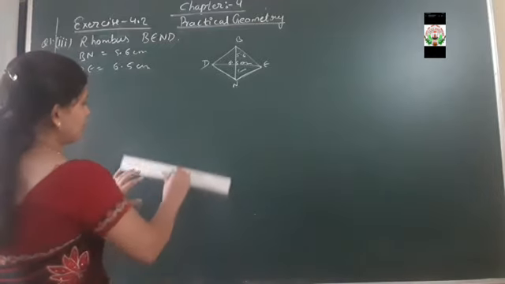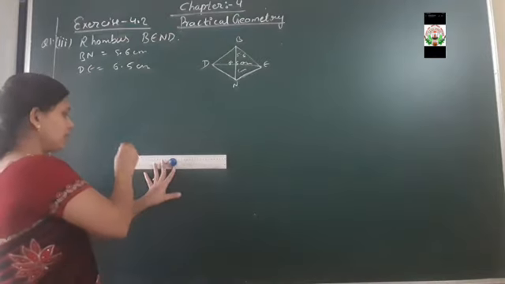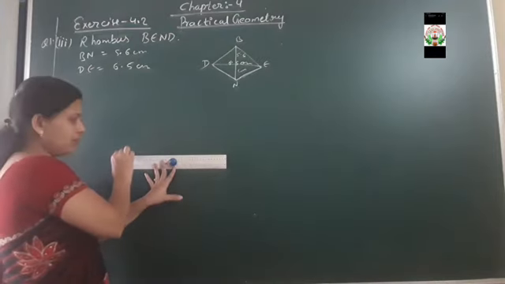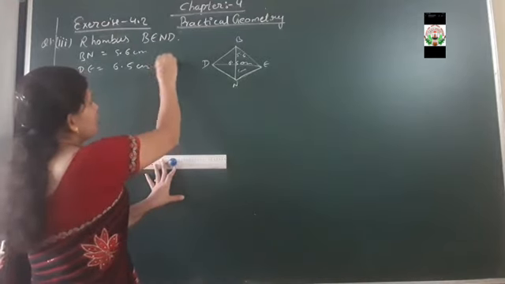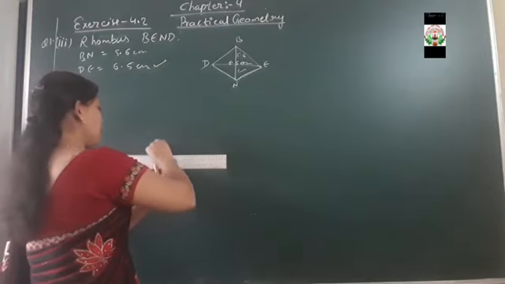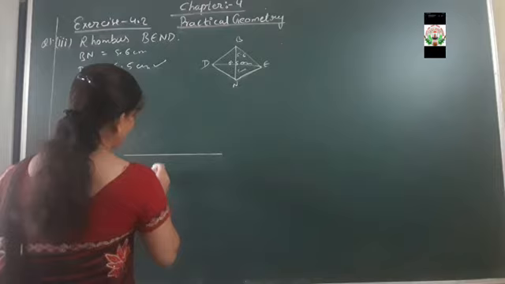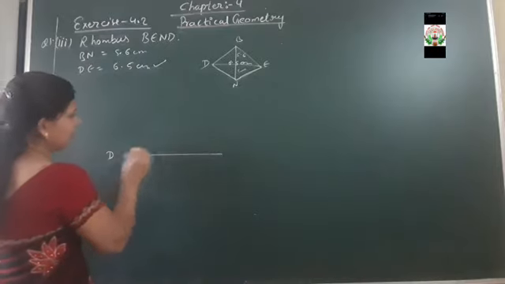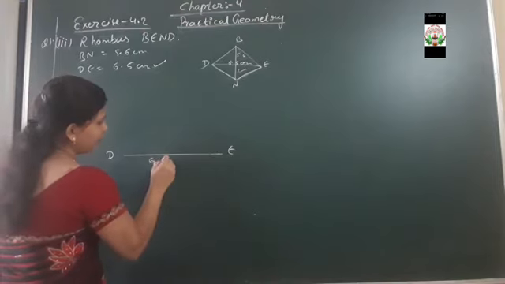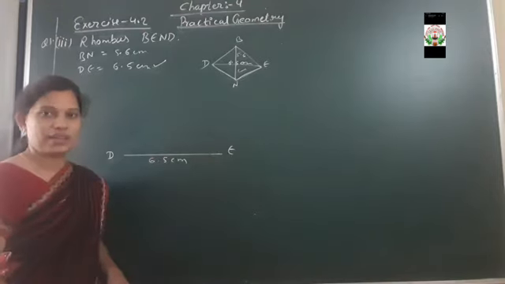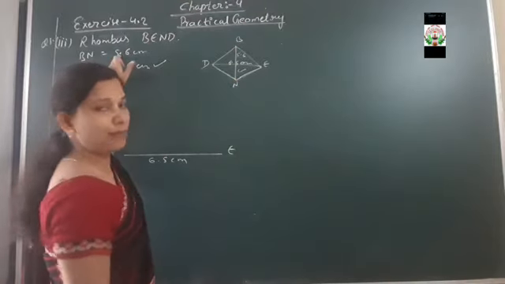Okay, so first thing is that take your scale, keep it on the plane of your copy, keeping the needle of your pencil at the zero of the scale and taking measurement 6.5, drawing one straight line. 6.5, you have to draw one straight line. Clear? Label it as D, E. How much measurement? 6.5 centimeter. Clear everyone?